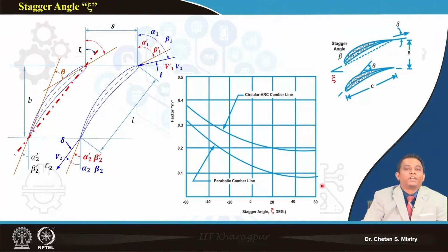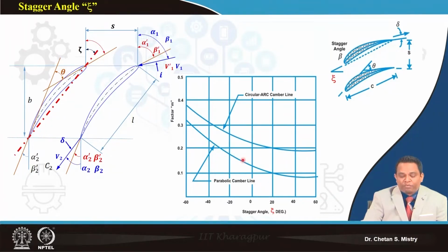Now as we were discussing earlier, this line is representing my camber line. So we have defined the camber line, that is what divides my aerofoil into two equal halves. We can have different kinds of camber lines. One is the circular arc camber line, and we can also have a parabolic arc camber line.